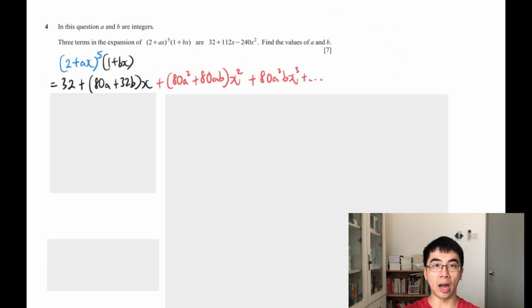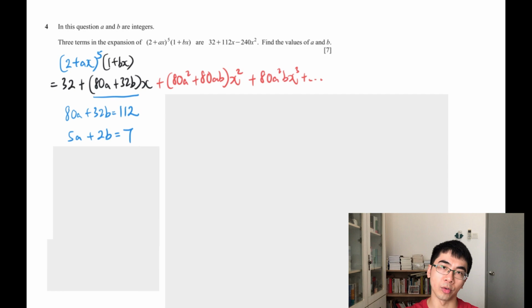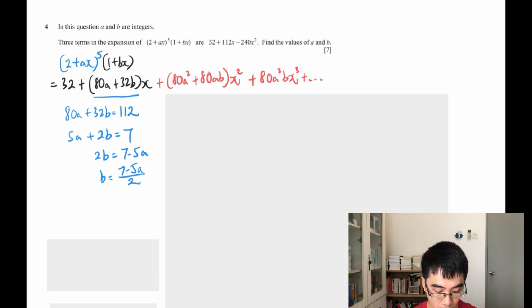Good. So after the expansion, what should we do? We can compare the coefficients. The constant term is the same, so useless. For x, the coefficient should be 112. So 80a + 32b should be equal to 112, and we have one equation. Dividing everything by 16, we have 5a + 2b = 7. Here we have one equation with two unknowns, so obviously we need one more equation. But we can also change the subject first: 2b = 7 - 5a, so b = (7 - 5a)/2. We can use it later.